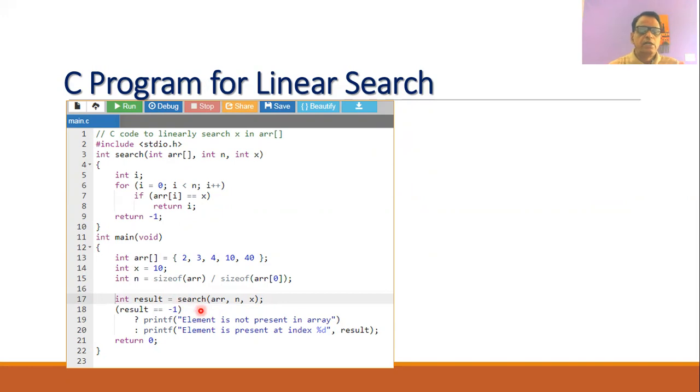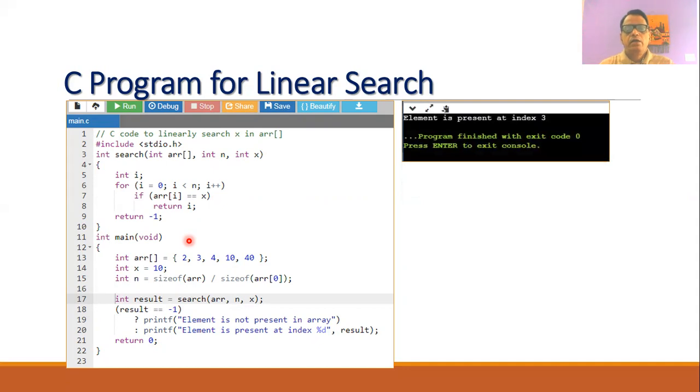Now we will check the result. If the result is equal to -1, and this returns true, then we will print the message that the element is not present in the array. Otherwise, we will print the message that the element is present in the array at the position indicated by the variable result. And finally, we will return 0 from our main function, because our main function is an integer type function.